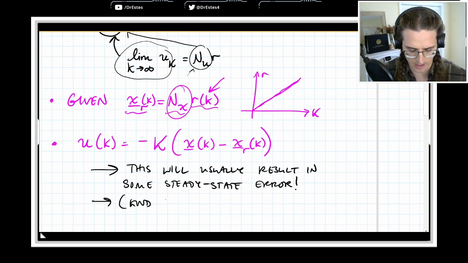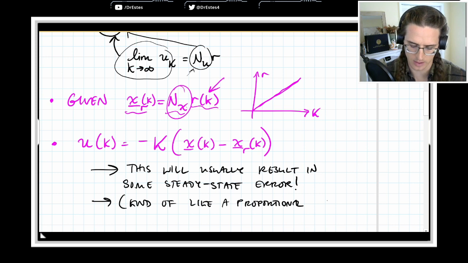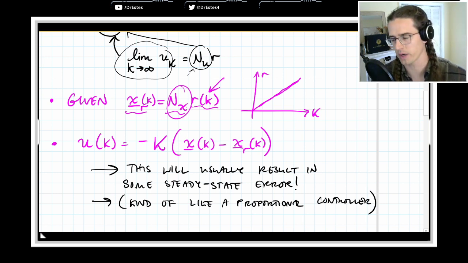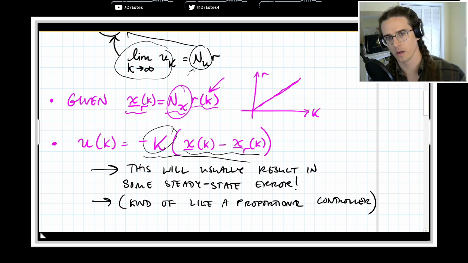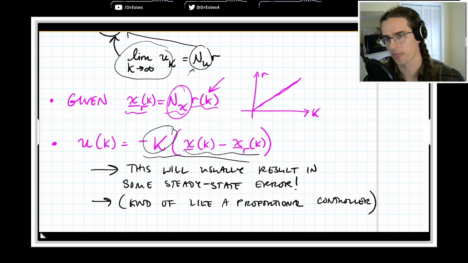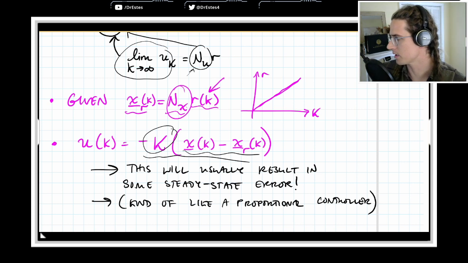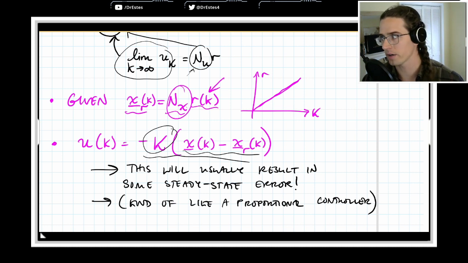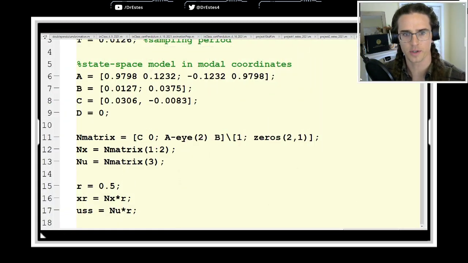So maybe I'll put this here, kind of like a proportional controller. Like early on in this class, we introduced a proportional controller where your control input is some gain times your output error, which this kind of looks like too. It's a gain times a state error. A proportional controller generally has steady state error, so we're going to have to correct that. As we simulate this, and we're going to get some steady state error, think in the back of your mind, how did we correct steady state error when we were using the root locus method?